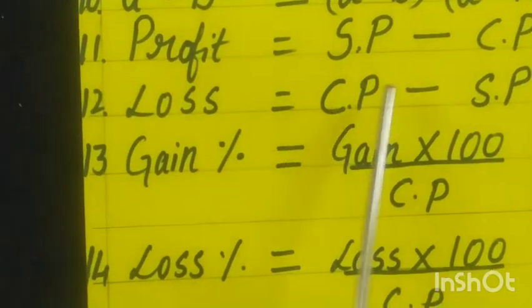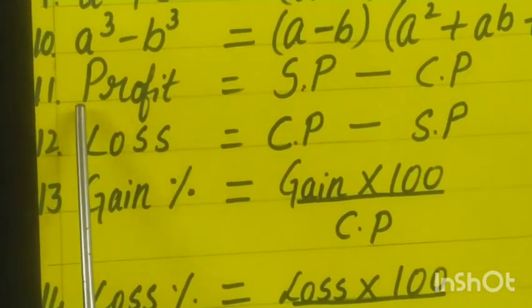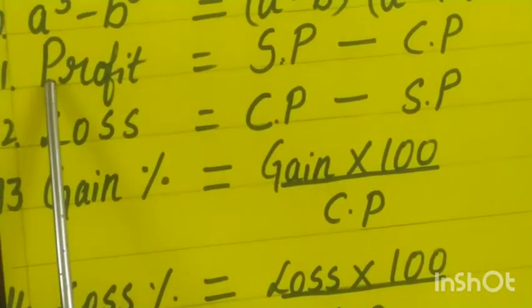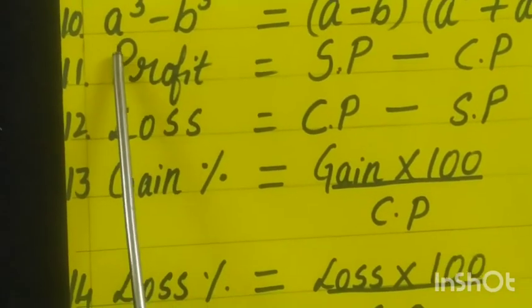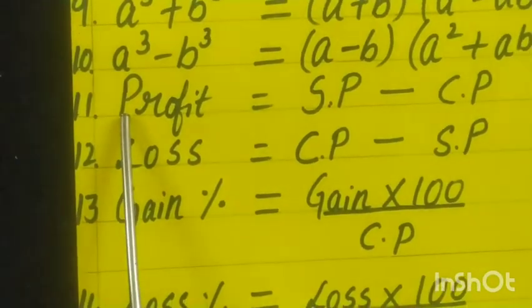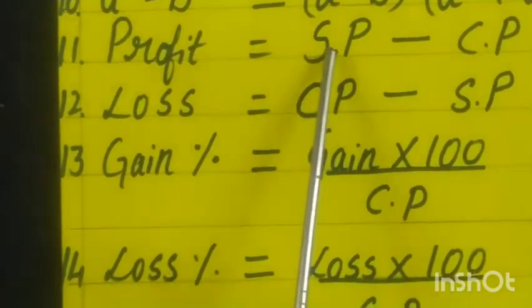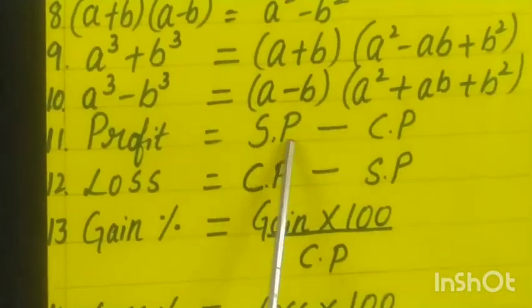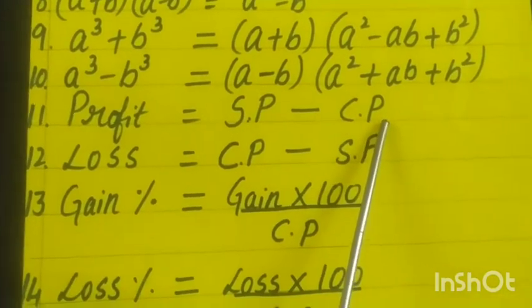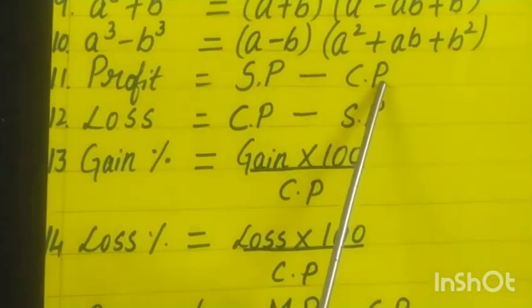Next, here I have a small shortcut to remember. Here it is profit, so the first letter is P. Then in the alphabet, S comes after P, yes? P, Q, R, S. Therefore, you have to remember SP. SP will be first, then the CP. This is helpful for non-mathematics students.